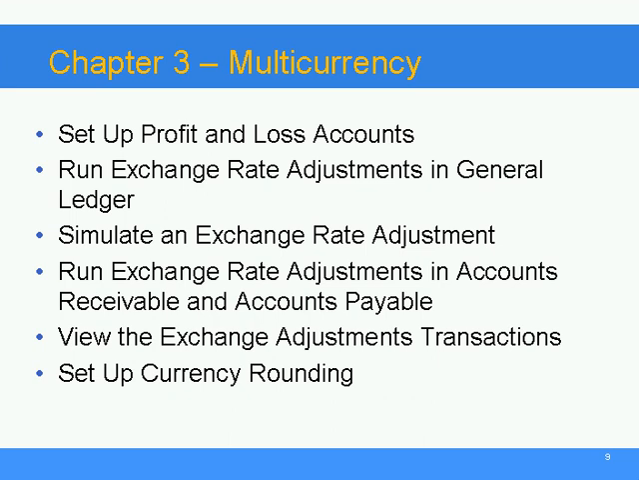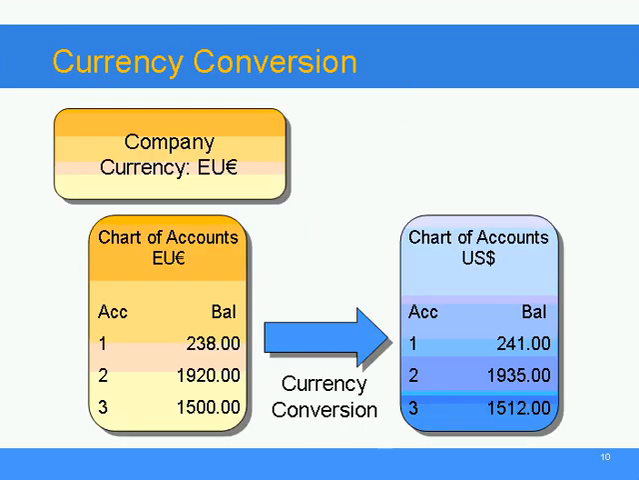Chapter 3, multi-currency. So we have those objectives: set up profit and loss accounts, run exchange rate adjustments in general ledger, simulate an exchange rate adjustment, run exchange rate adjustment in accounts receivable and accounts payable module, view the exchange adjustment transaction, set up currency rounding. So in this picture you can see currency conversion.